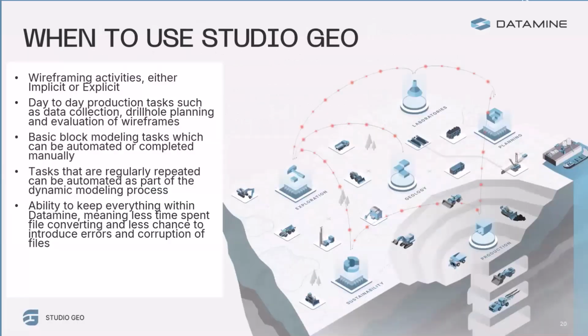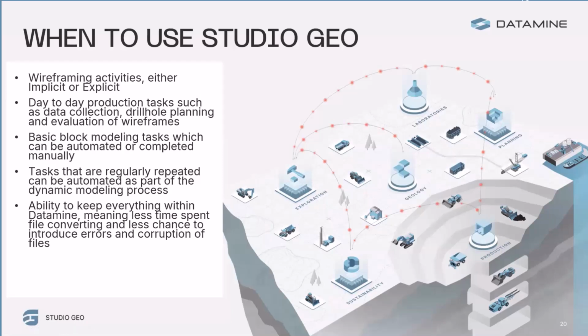So when would you probably prefer to use Studio Geo? Typically, it will be for wireframing activities, either implicit or explicit, day-to-day production tasks, so data collection, drill hole planning, evaluation of wireframes. Basic block modeling tasks can be done straight through Studio Geo. Now, a really good thing in Studio Geo is this can actually be automated. So you do not have to manually go through and create a block model like you used to have to do in RM or for a macro. And most importantly, obviously, tasks that can be regularly repeated can be put into the workflow.